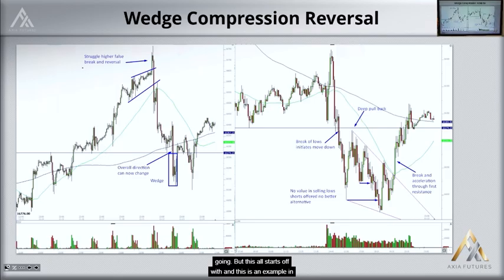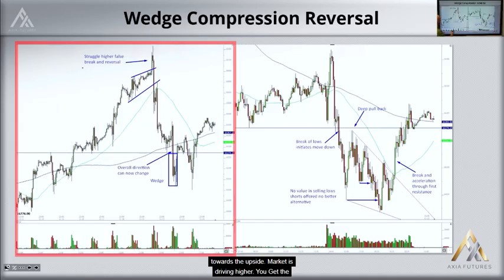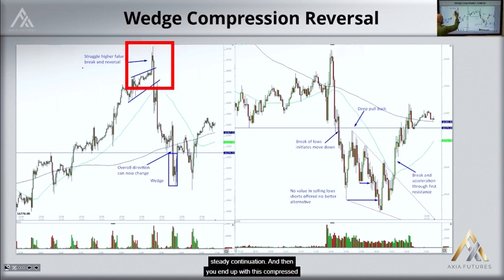But this all starts off with, and this is an example in the NASDAQ, again, a similar type of move towards the upside. A market that's driving higher, again this steady continuation, and then you end up with this compressed ascending wedge. The market is steadily getting closer and closer. What happens is you get the break to the upside. So this is one of those situations where you do get the continuation. This is the hard bit to play. You need to see a very distinct change in the way the market trades here on the break, for you to continue to play this move.